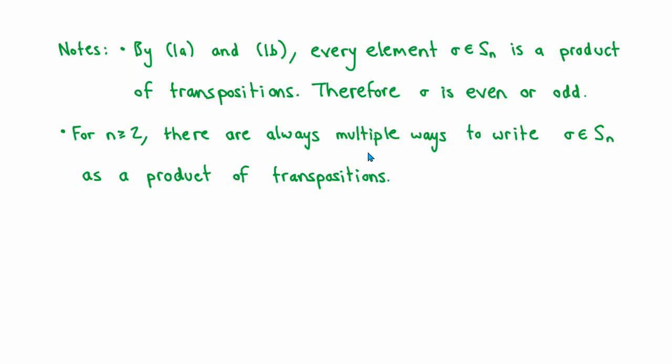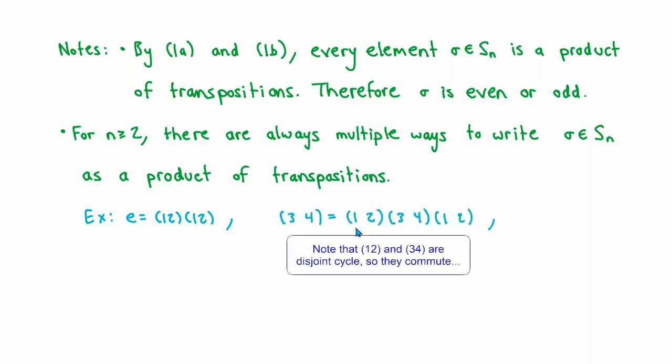But by this point, we also know that as long as n is bigger than or equal to 2, there are always infinitely many ways to write any element of Sn as a product of transpositions. So for example, the identity element is (1 2) times (1 2), or the transposition (3 4) is (1 2) times (3 4) times (1 2), and so on.